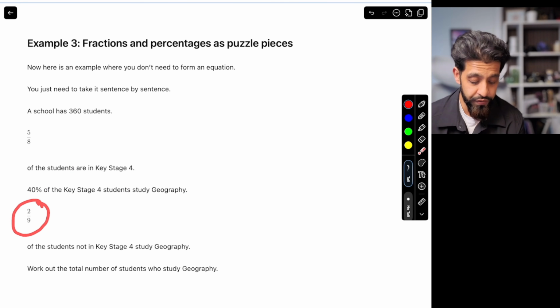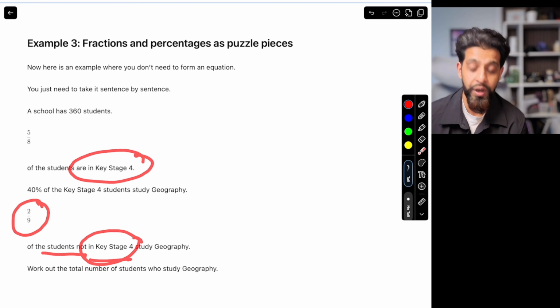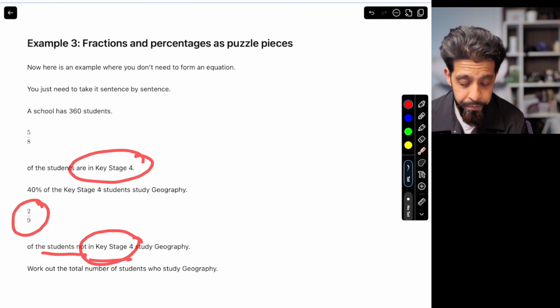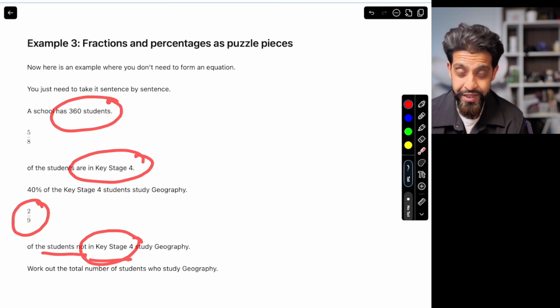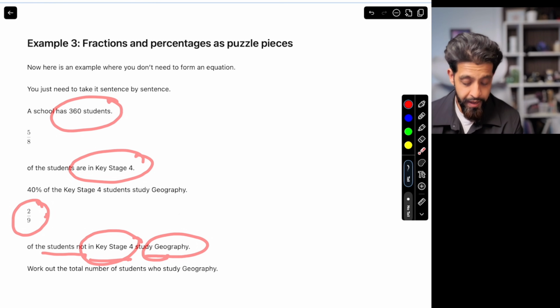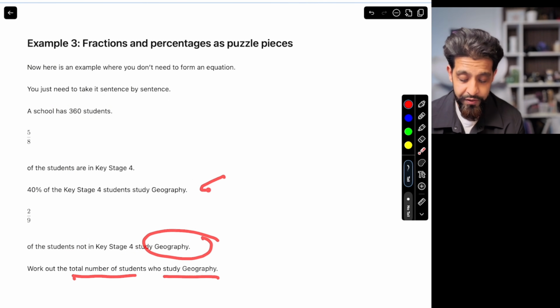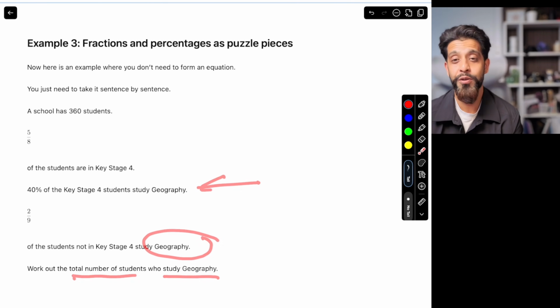And then it says 2 out of 9 of the students not in Key Stage 4 study geography. So that means, earlier on you calculated the students that were in Key Stage 4. Take that amount away from 360, you've got the students who are not in Key Stage 4. So you need to find 2/9 of that amount, and then you would know how many of those students study geography. Then it says, work out the total number of students who study geography. So the students that you found here and the students you found there, just add them up. And that's the question done.